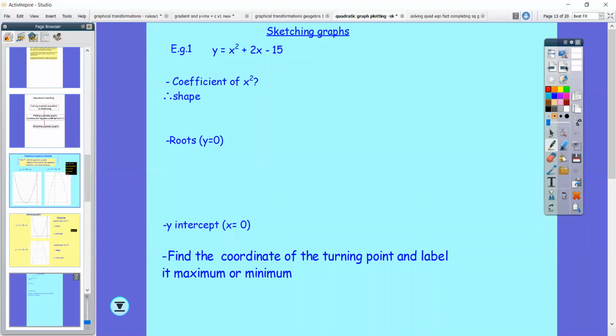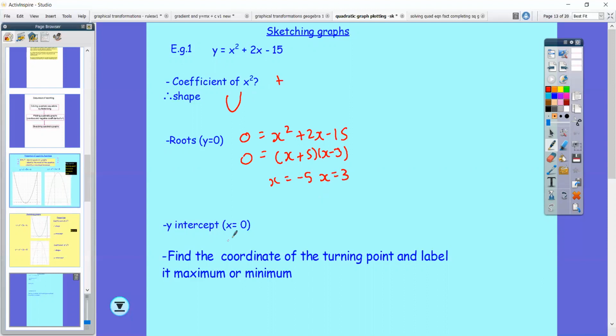What I would do here, so I want to talk about 1 here, okay? So obviously we've got x squared plus 2x minus 15. The coefficient of x squared is positive, okay? The shape, therefore, we know is going to be a U shape. Roots where y equals 0, so we've got 0 is equal to x squared plus 2x minus 15. Okay, what do we get? 0 is equal to (x plus 5)(x minus 3), giving us solutions x equals -5 and x equals 3.